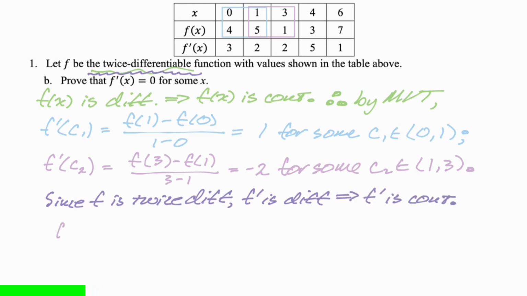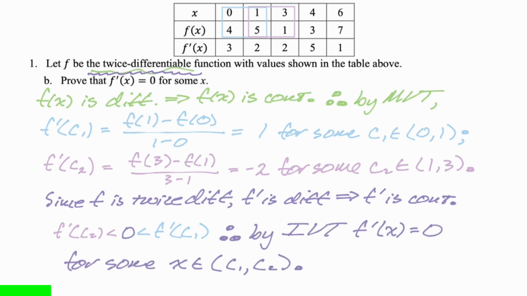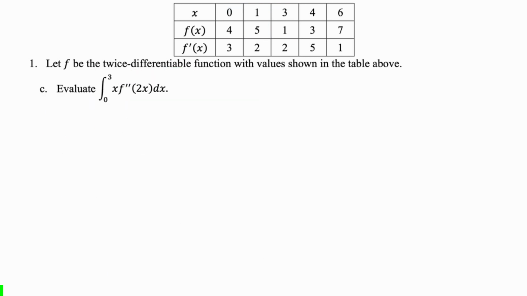So f prime of C2 is less than 0, which is less than f prime of C1. And therefore by IVT, f prime of x is equal to 0 for some x between C1 and C2, and C1 and C2 are between 0 and 6. But really the key is we just need it to be 0 for some x. There isn't really an interval given here. All right, let's take a look at the next one.